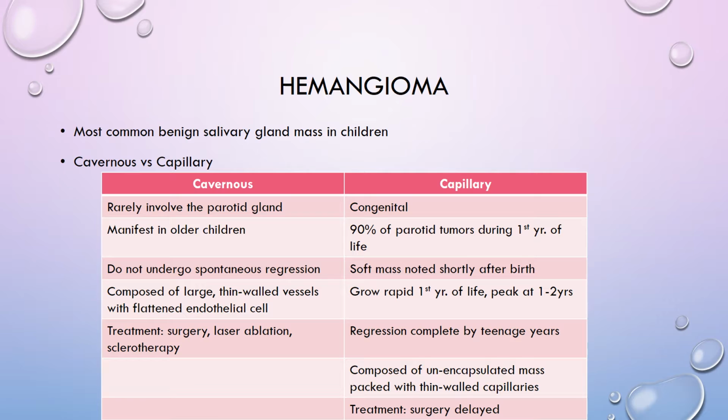Capillary is congenital, 90% of parotid tumors during the first year of life. The soft mass is usually noted shortly after birth. It grows rapidly the first year of life and peaks at 1 to 2 years. Regression of the mass is usually completed by adolescence. It is composed of unencapsulated mass packed with thin-walled capillaries. Surgery is usually delayed because it usually regresses on its own.